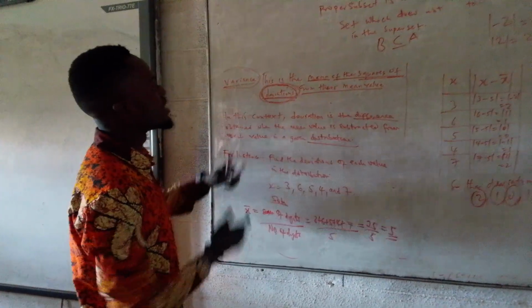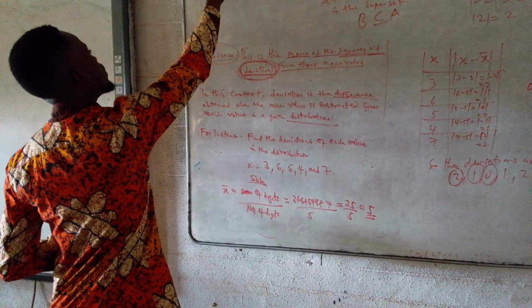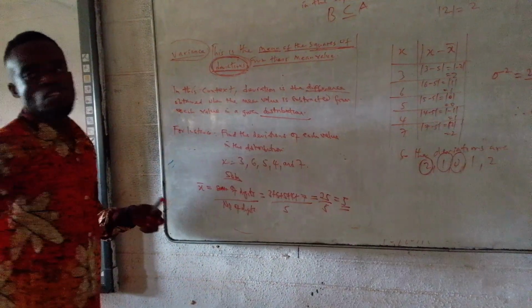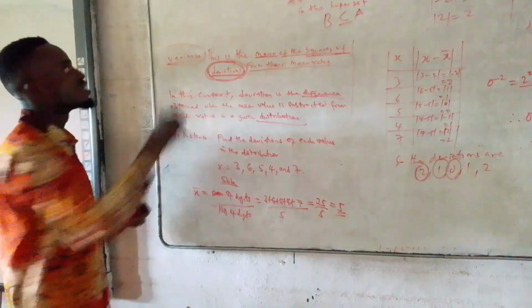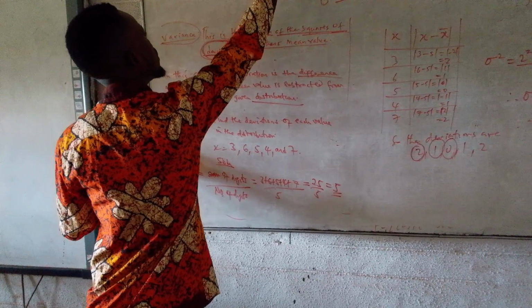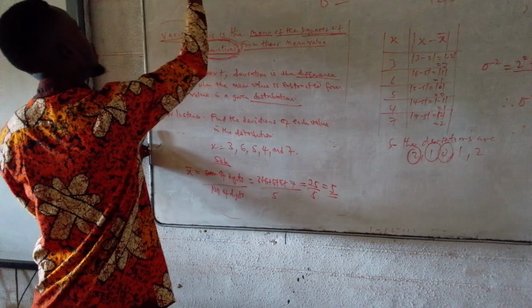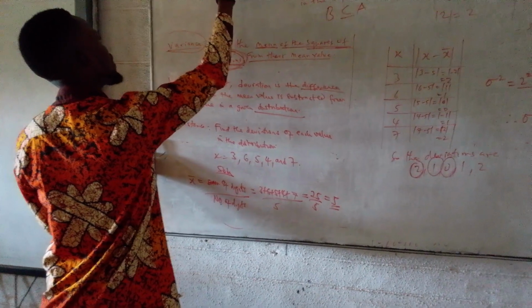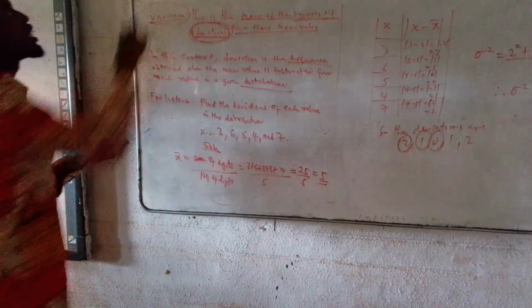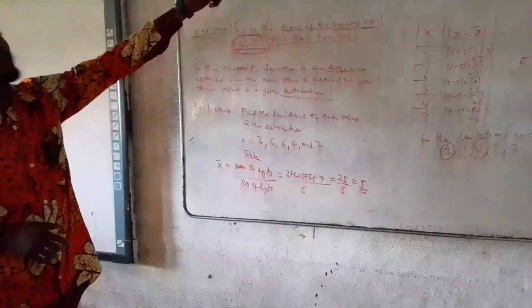So after variance, the next thing is what? Standard deviation. I said that we'll talk about 2 things before we move to truncated distribution. Now, what is standard deviation? Standard deviation is the square root of variance. Look at it here. Look at the definition. Standard deviation is the square root of variance. Are you following? Standard deviation is the square root of variance.